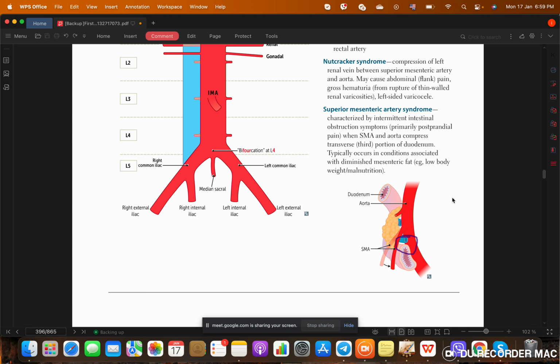Yeah? So there is something that can happen that will decrease the amount of material located here, which will lead to the compression of the SMA against the duodenum. What do you think this thing is? What can lead to that?